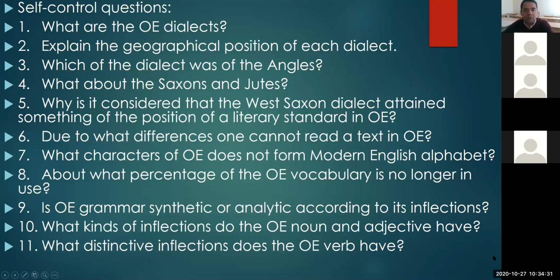Well, today we are going to discuss the fourth lecture, that is morphological and phonetic peculiarities of the Middle English, Old English period. Before starting that, I've got several questions. From what century to what century does the Old English period last?